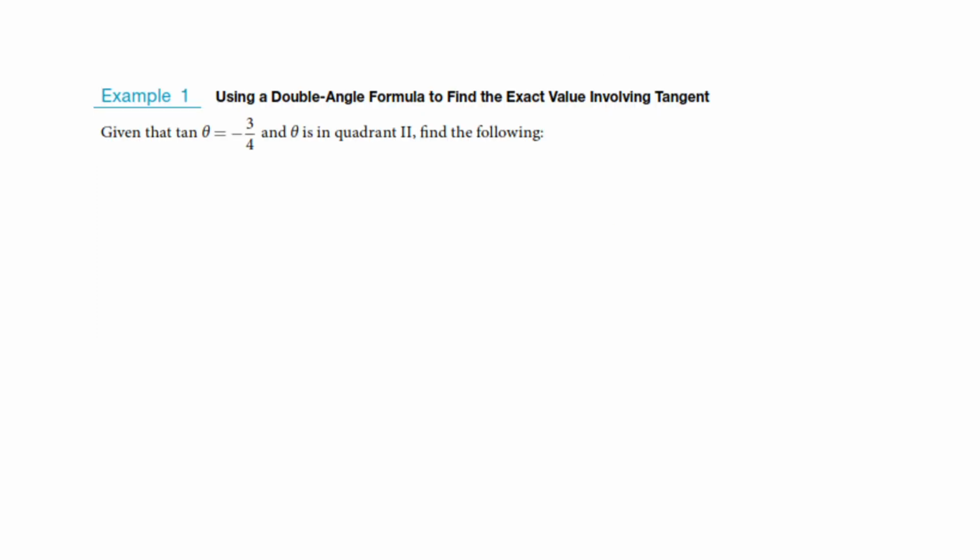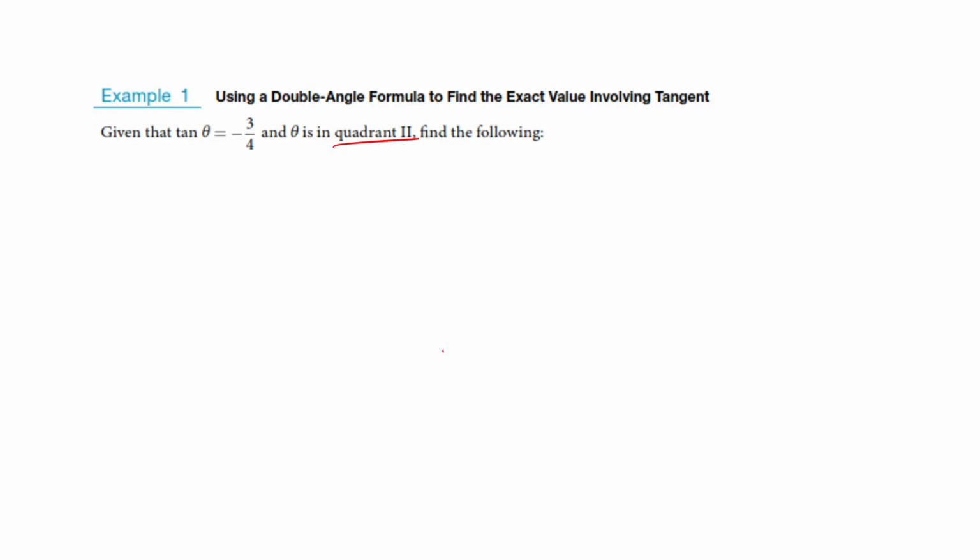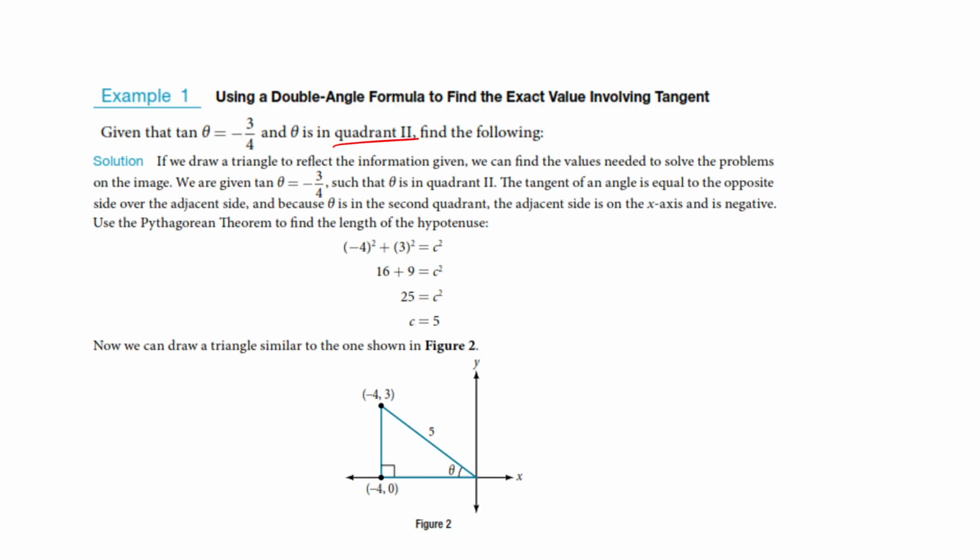What we're going to do here is that we are given the fact that there is some tangent of theta that equals negative 3 over 4. They tell us what quadrant it's in. Now, I don't know why I didn't paste all of this, but what they're going to ask us is to find the values of all of these double angles. They want to know the sine of 2 theta, the cosine of 2 theta, and the tangent of 2 theta. So, do they have the triangle? Yeah. So, we are in quadrant 2, so they've drawn us the little picture.